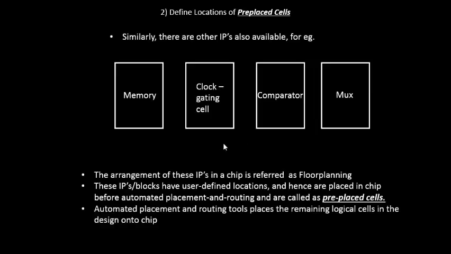Okay, so these cells are placed in such a fashion that the automated tool, whatever placement and routing tool we have, will not touch the locations of these particular cells. Once their locations are fixed on the top level, on a floor plan, they are not moved by any of the automated placement and routing tools.